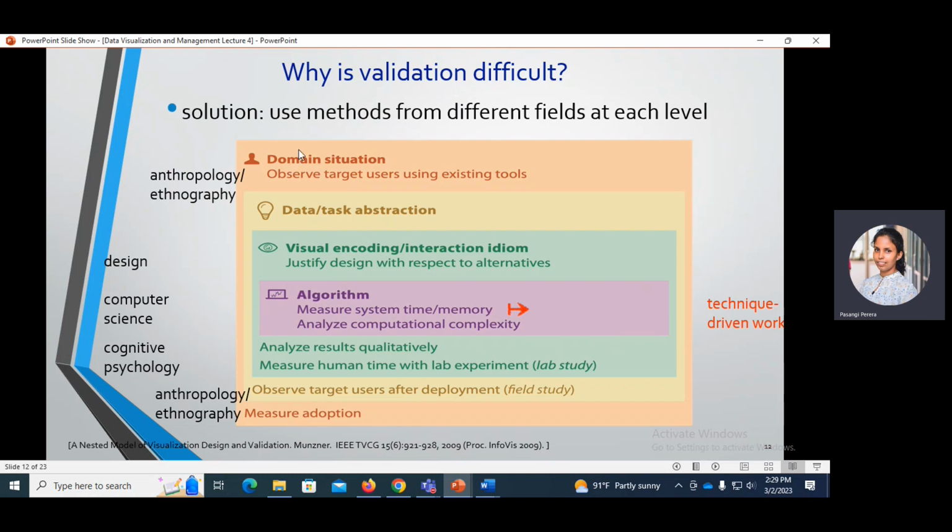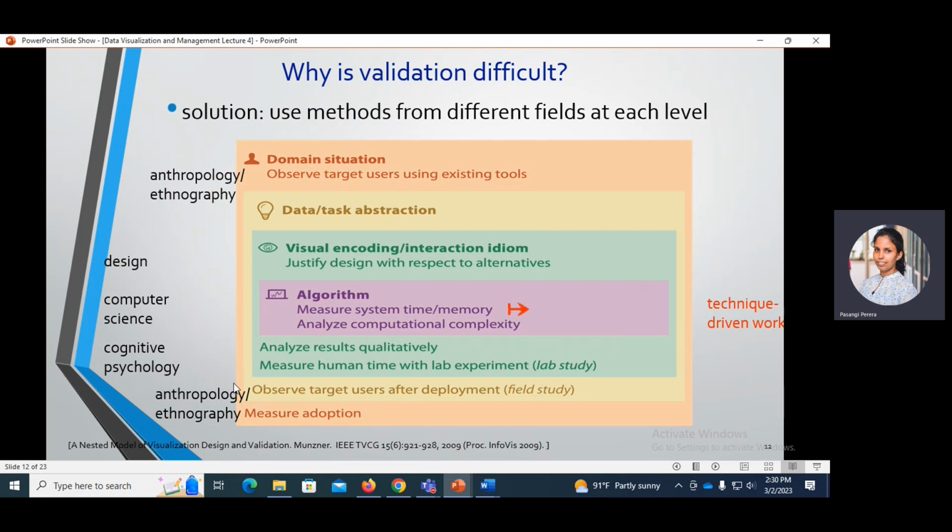So here, why is validation difficult? Because at the domain situation level, we have to observe the target users using existing tools. And also for the data or task abstraction, and for the visual encoding or interaction idioms, that is to justify design with respect to alternatives. The latter parts will be kind of like the previous ones. So for the design, we have the visual encoding or interaction idioms, and for computer science, we have algorithms, and for cognitive psychology, we analyze results qualitatively, and we might also measure human time with lab equipment.